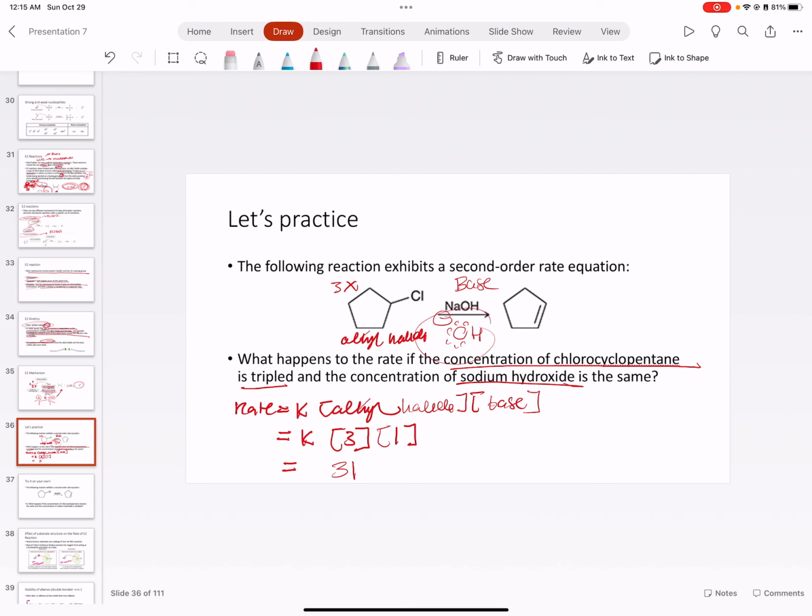K, I just put it as k. I just know that our rate is going to triple, and that will be our answer, because the concentration of our alkyl halide tripled and the concentration of our base stayed the same, so our rate ended up being tripled.